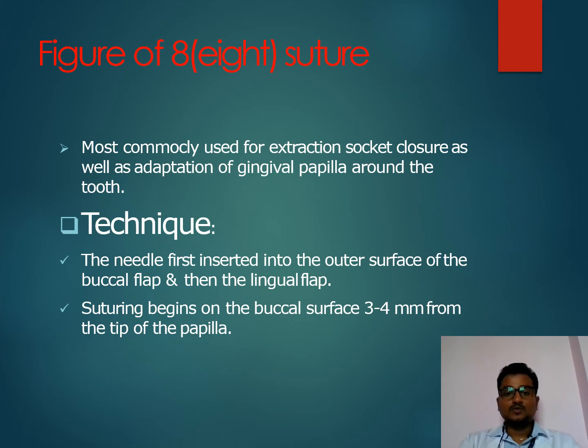Figure-of-eight suture. Most commonly used for extraction socket closure and well adapted to the gingival papilla around the tooth. Technique: the needle is first inserted into the outer surface of the buccal flap and then the lingual flap. The suturing begins at the buccal surface 3 to 4 mm from the tip of the papilla.